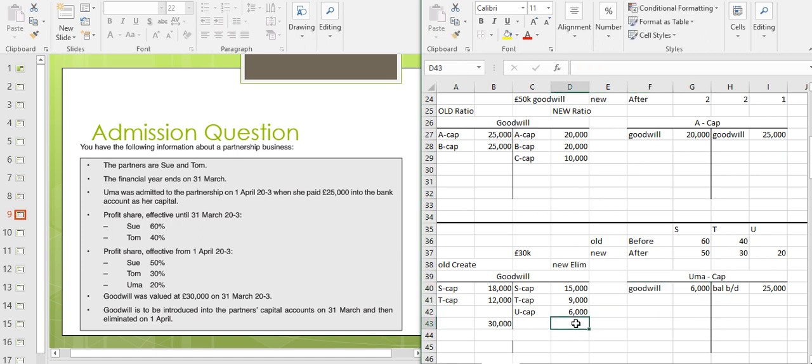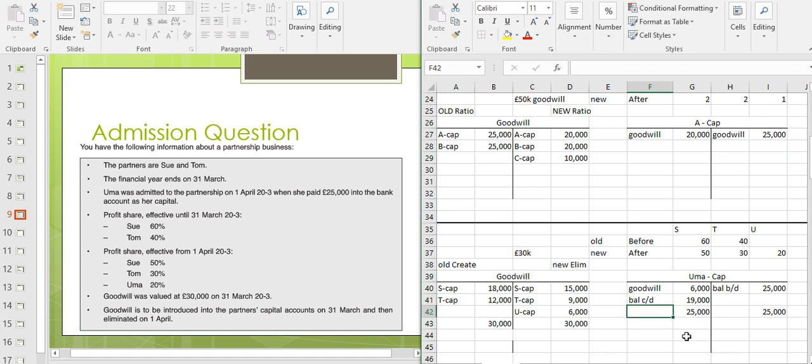Okay, they add up, which is a good sign. 15 plus 9, 24, plus 6 is 30. Uma's capital account, let's get it balanced off so we can see exactly what's going on. 25, take it across, difference above, which is 19, and that is your balance carried down.